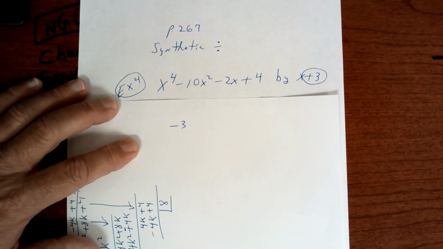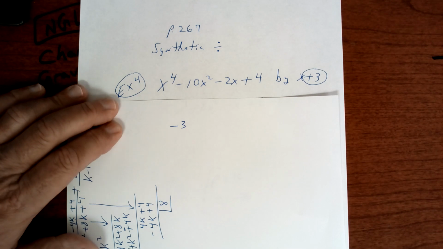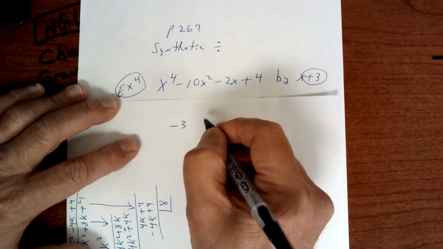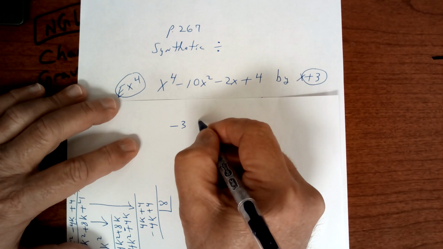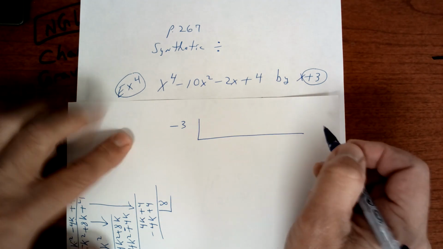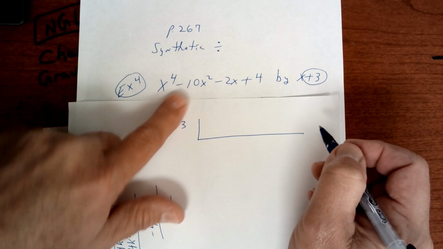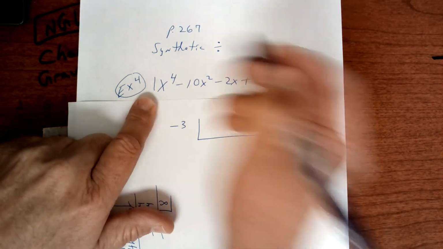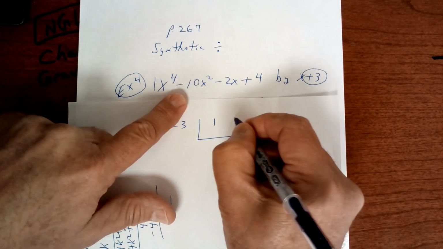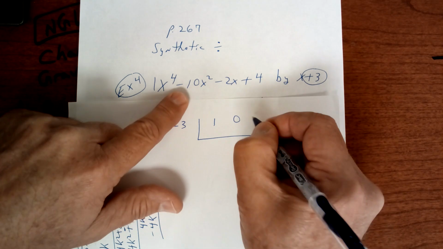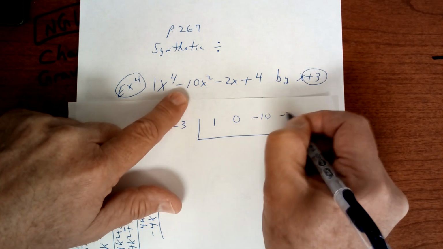All right, and so what we're going to do now is write only the coefficients. Now this one's missing the x to the third. So the coefficient here is a 1. We need a 0 for the x to the third, a negative 10, a negative 2, and a 4.